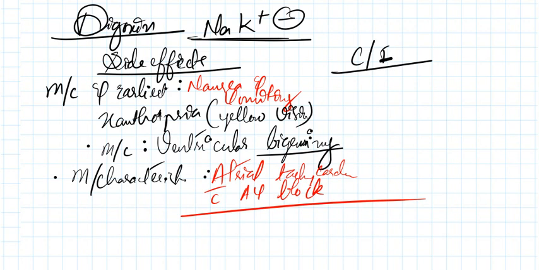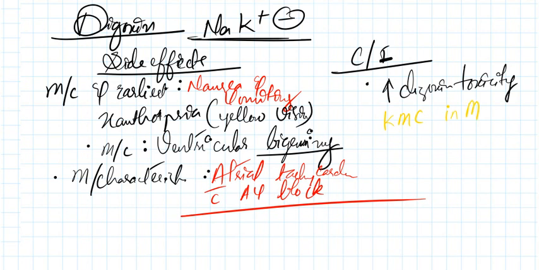Okay. Now, what are the contraindications of digoxin? It's simply conditions which increase digoxin toxicity. Now, if you ask me what are the conditions which increase digoxin toxicity, the mnemonic is KMC in Manipal. Remember this, it's very important. KMC in Manipal rocks.